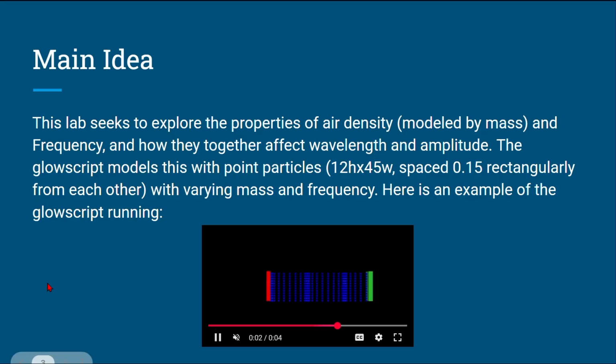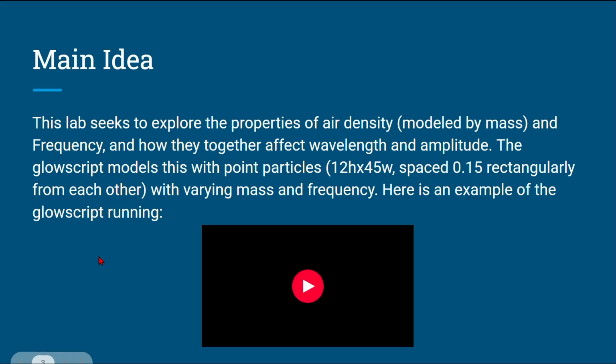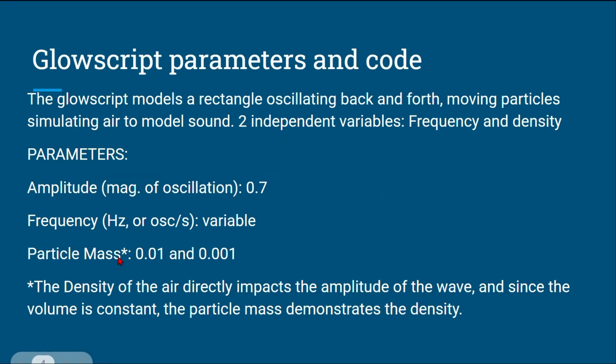And this is what the GlowScript code ends up running. The parameters in code include a rectangle oscillating back and forth, moving the particles to simulate air and model sound, which is what I just showed. And the parameters include amplitude at 0.7, frequency is the independent variable that will change, and then particle mass is also variable. It just kind of demonstrates how both particle mass and frequency will affect wavelength.